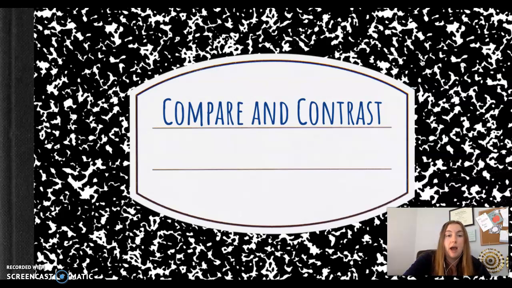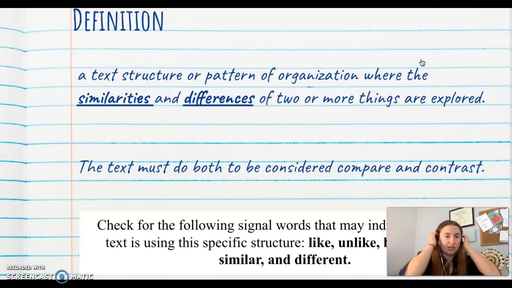So compare and contrast. The definition of compare and contrast is a text structure or pattern of organization where the similarities and differences of two or more things are explored. The text must do both to be considered compare and contrast. You have to have similarities and differences between two different things. It can't just be differences, which I think a lot of people think it is.